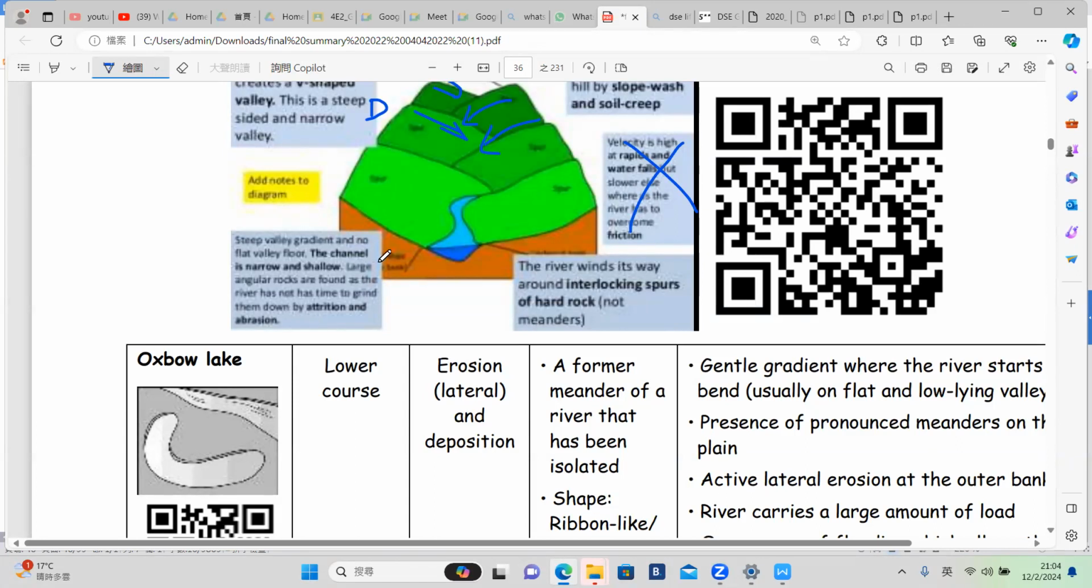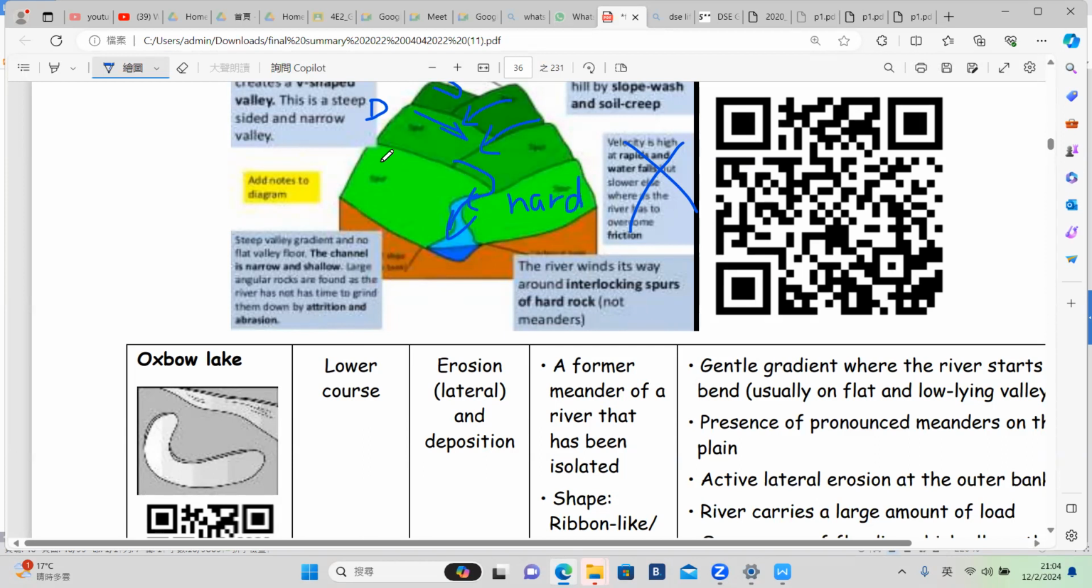Large angular rocks are found in the river, as the river has time to break them down by attrition and abrasion. Here, erosion occurs and keeps continuing, like this. Then all together they wear down the rock, if there is some hard rock right here.